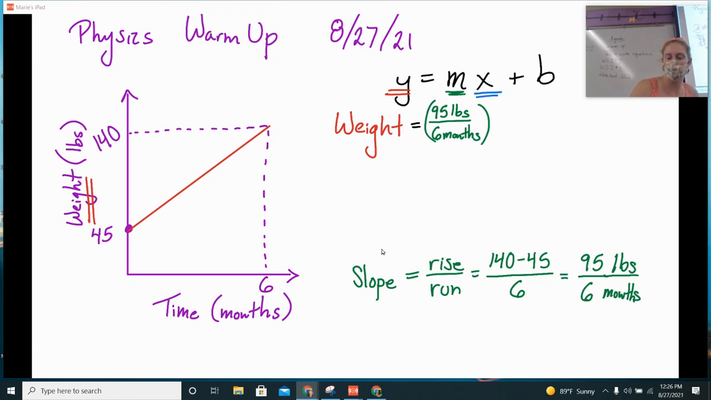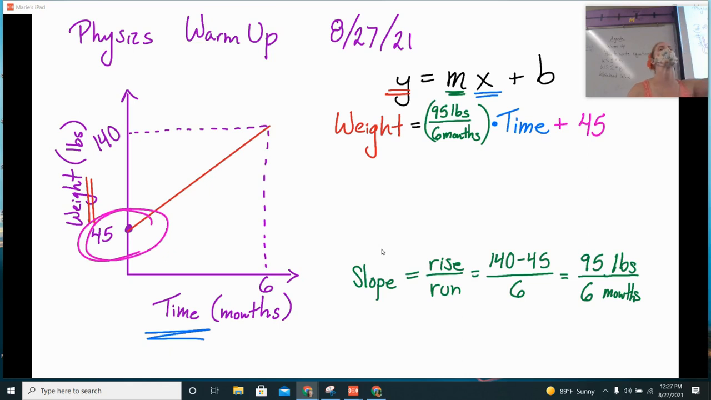Then I'm going to do my x variable. My x variable is time because that's the variable on my x-axis. So times time, plus my y-intercept. Y-intercept is where the line crashes into the y-axis, which is right here. So this is plus 45. And my units will be the units on my y-axis, which is pounds. Good?